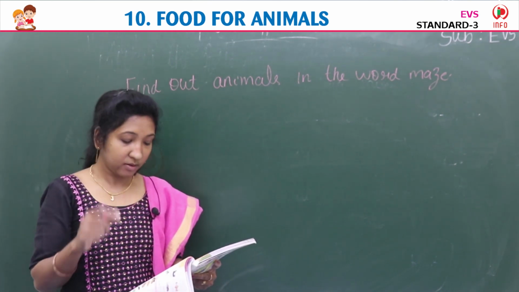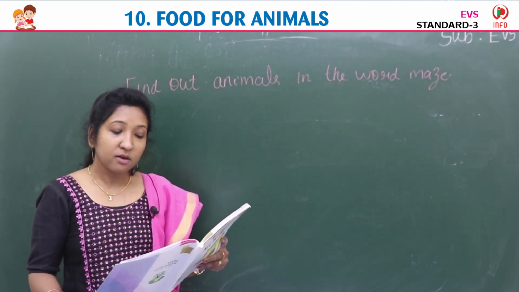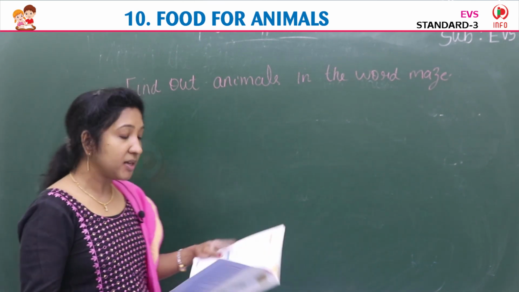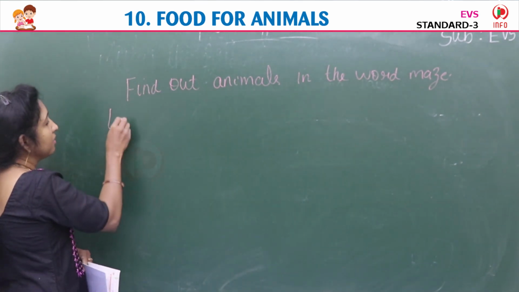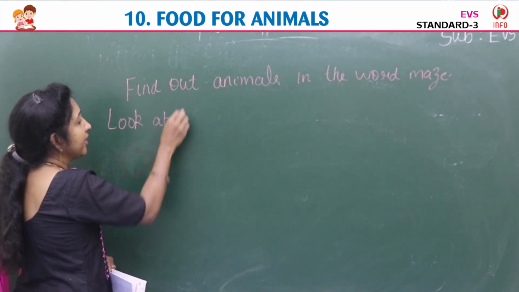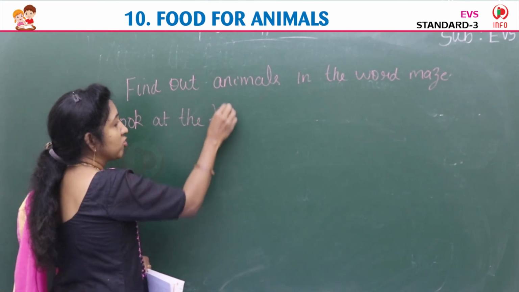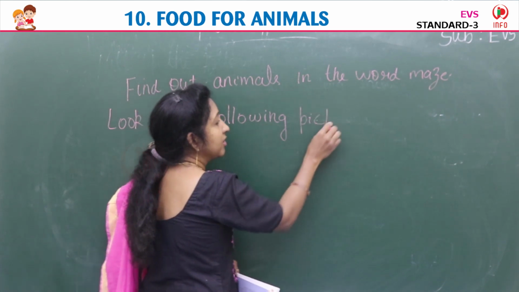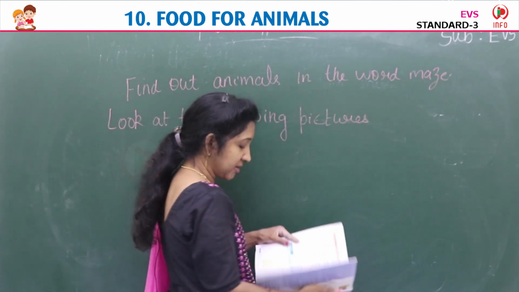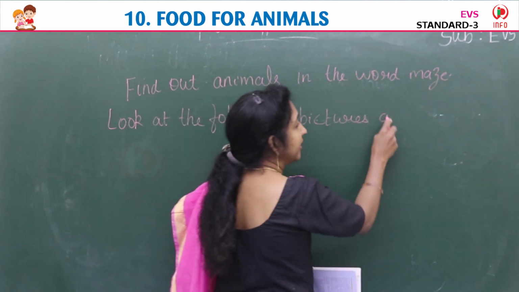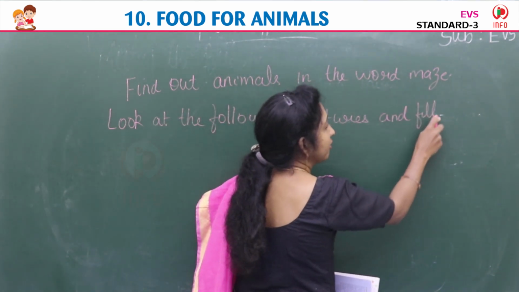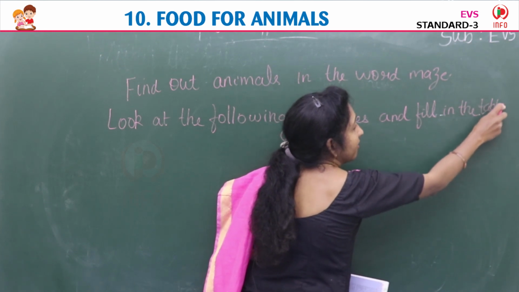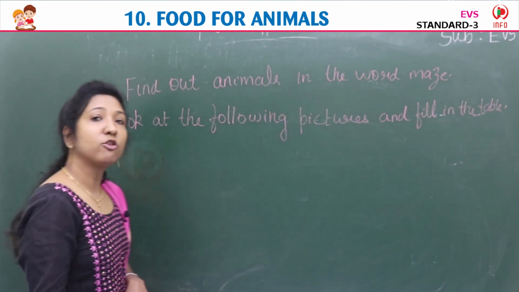Okay, children. Next exercise. Exercise D. Look at the following pictures and fill in the table given below. Some pictures are given, children, in your textbook. You have to look at the pictures and you have to fill in the table. One table is given, there you have to fill.